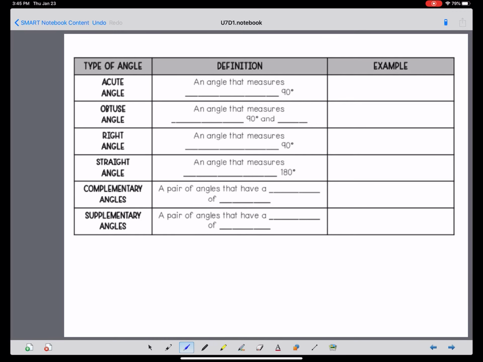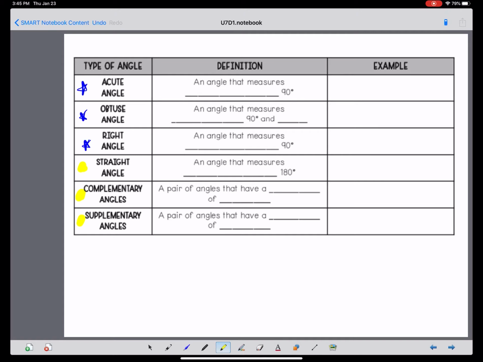All right, next one. So there's a bunch of types of angles, and some of these angles might sound familiar from 6th grade, things that you've learned before. But there are a couple of things that will be new: complementary angles and supplementary angles, and maybe even a straight angle. So we're going to review the first three and then go over the last three.